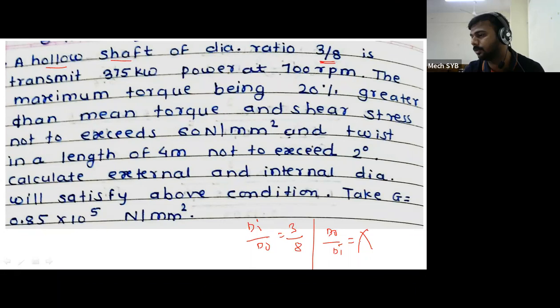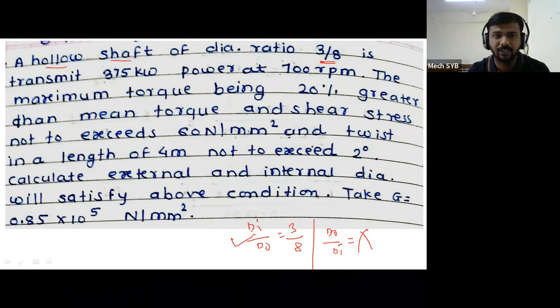Notebook मध्ये कुठे तर वरच्या बाजूला लिहून घ्या. काही ठिकाणी इंटरनल डायमीटर इज इक्वल टू 0.6 टाइम्स डीओ असं दिलेलं असतं. In some statements, di upon do is equal to 1 by 2, like that they have clearly mentioned, but sometimes they are mentioning only the words diameter ratio is 3 by 8. Then what is it, di upon do or do upon di? So always keep in mind, diameter ratio is equal to di upon do.